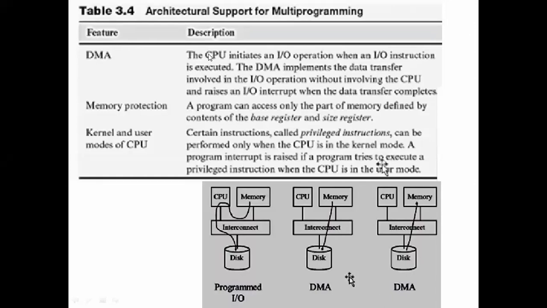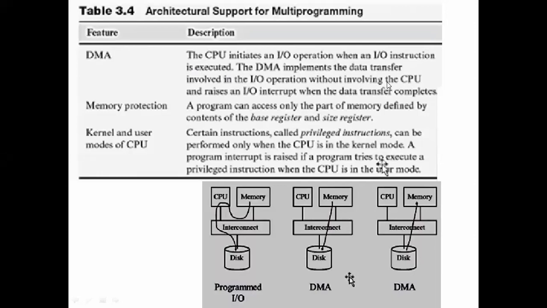It means the CPU initiates an IO operation when an IO instruction is executed. So the DMA, or direct memory access, implements the data transfer involved in the IO operation without involving the CPU.